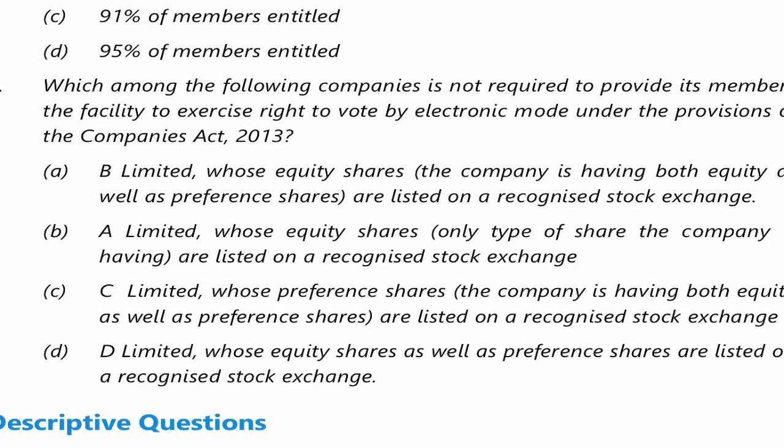It is a listed company, so will there be an exception in life? Go ahead. A Limited, whose equity shares, the only type of shares the company has, are listed on a recognized stock exchange. C Limited, whose preference shares, the company having both equity as well as preference shares, are listed on a recognized stock exchange. D Limited, whose equity shares as well as preference shares are listed on a recognized stock exchange.